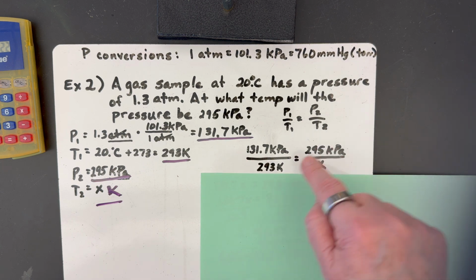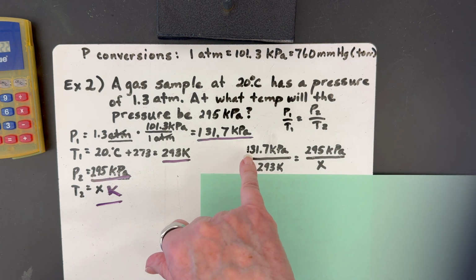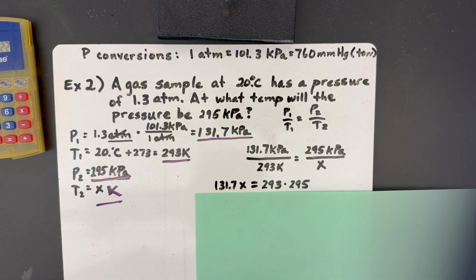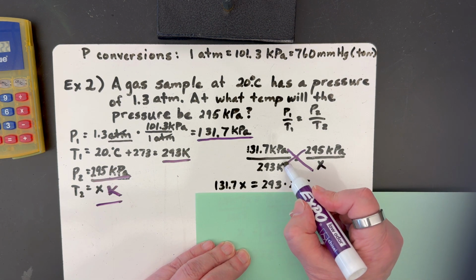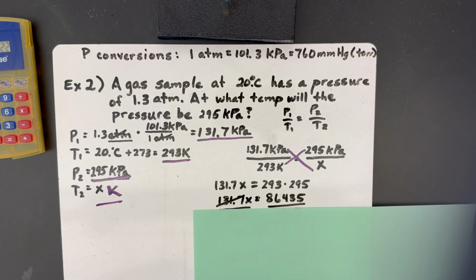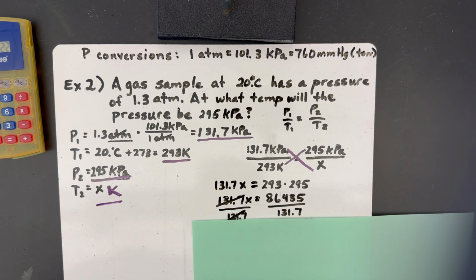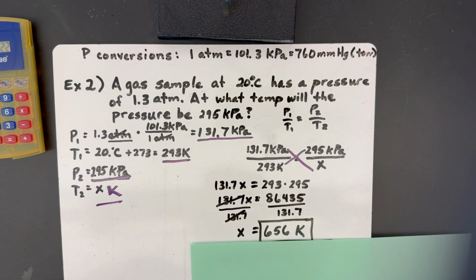Then we're going to cross multiply to find our answer. We're going to have 131.7 times X for that diagonal, and on the equals 293 times 295 for that diagonal. So we do this times this equals this times that. On our right side, that gives us 86,435. On the left, we have 131.7x. We want to get rid of the 131.7, so we divide both sides by that. It will cancel on the left and just leave us x. On the right, we need to divide those numbers, and we get x equals 656 Kelvin.